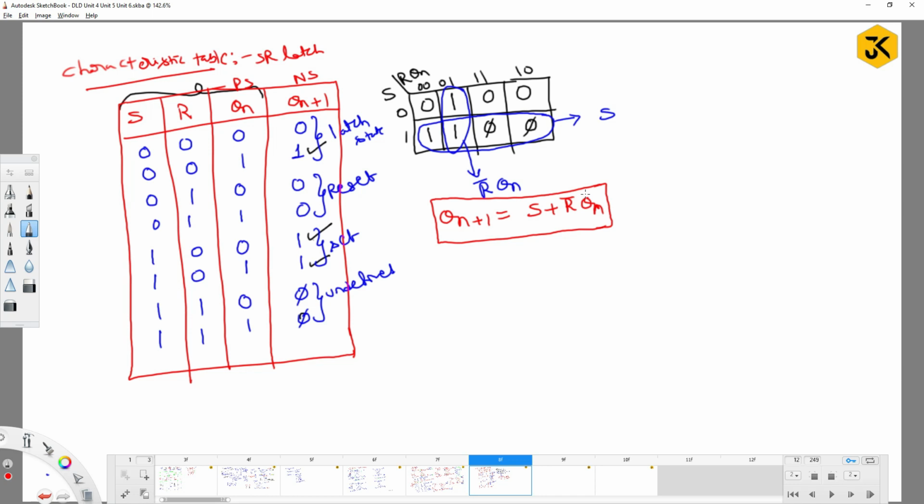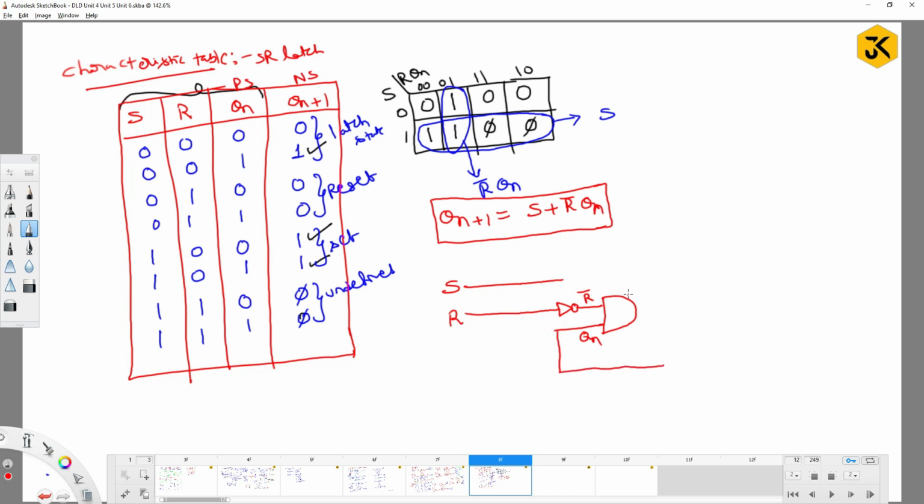Simply the signal is changing, that's it, right? So once we know the Boolean equation or characteristic equation, can we draw the circuit for it? Yes, right? So the input will be S and R is one more input, and this input I am going to complement to get R bar, and I am going to perform AND operation with what value? Qn.